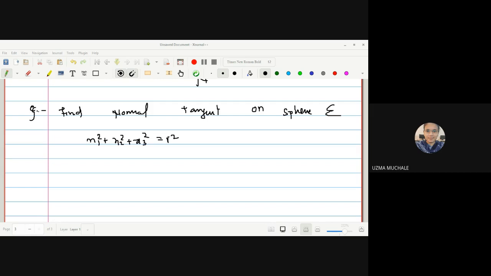What did I tell you for the tangent? You have to just find out whether its dot product with your normal, whatever you have found, is equal to 0.